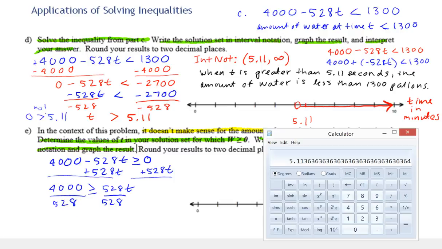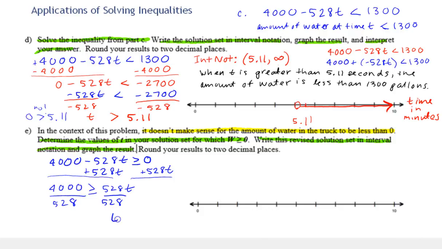So let's do that on the calculator. 4,000 divided by 528, rounded to 2 decimal places, is 7.58. And remember, we can write this equivalently if you want your t on the left as t is less than or equal to 7.58 seconds. So at approximately 7.58 seconds, that's when the truck will be out of water. So now let's graph this.